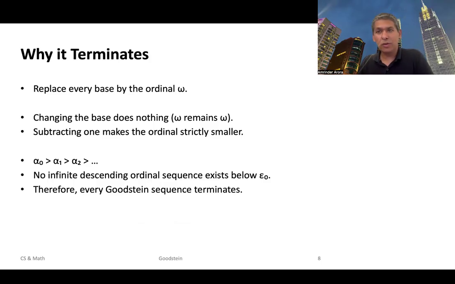And then he said, okay, well, you can also have omega plus 1. You can have 2 omega, which is larger than omega, even though we normally call all those numbers that are infinity. And you can also have omega square, things like that. So that's how he imposed the ordering. And then he mentions that in the proof, if you bump the base, omega becomes omega plus 1, which is omega. So subtracting 1 will make the ordinal strictly smaller, and eventually you have to get down to 0. And therefore, every Goodstein sequence terminates at 0, starting with any number.